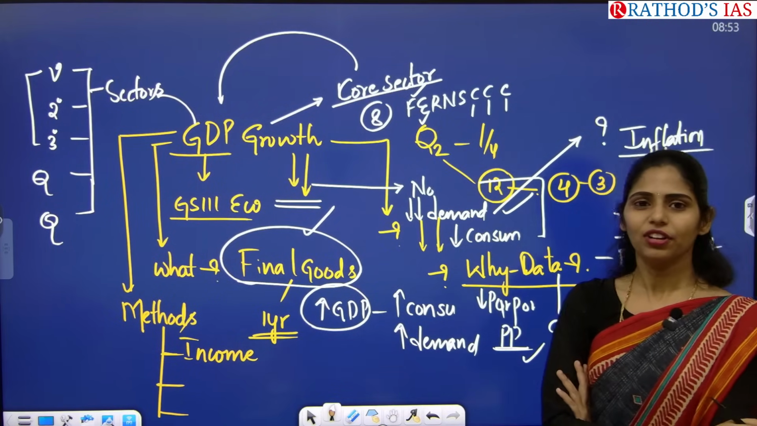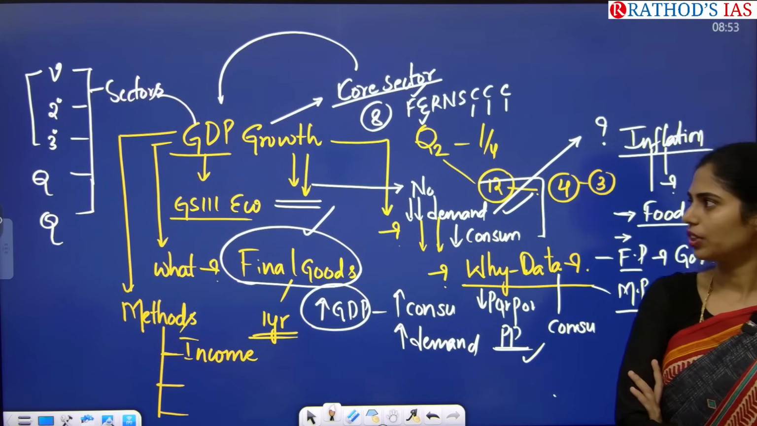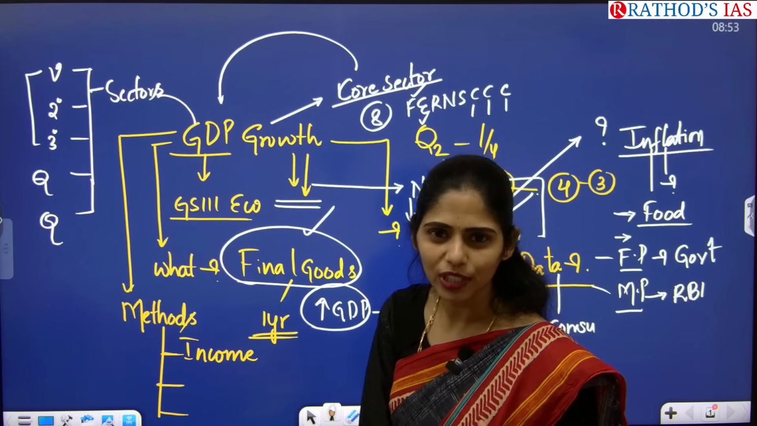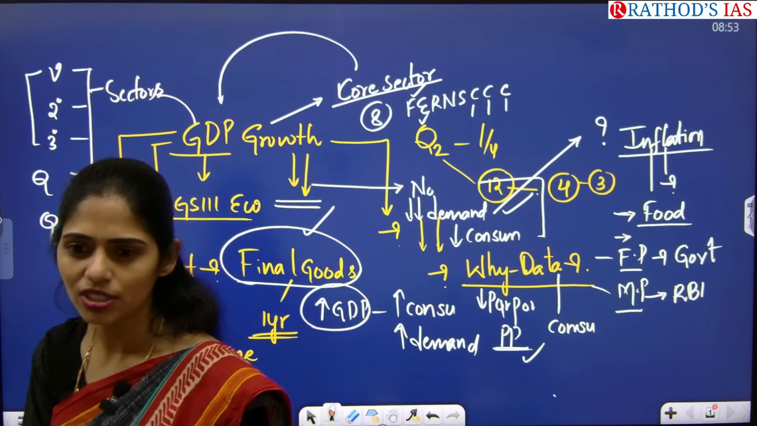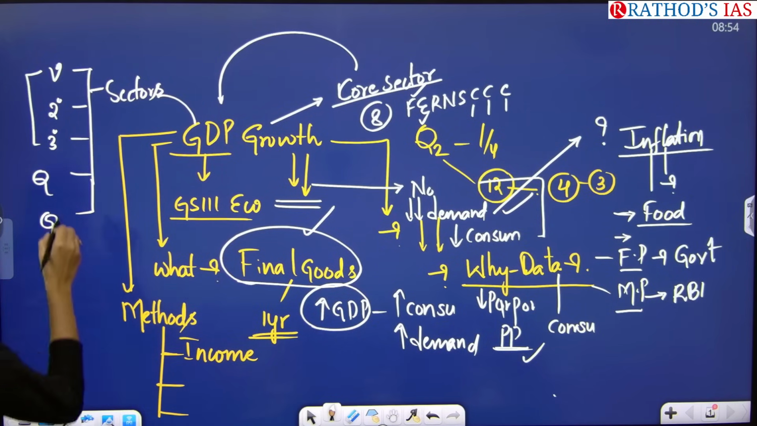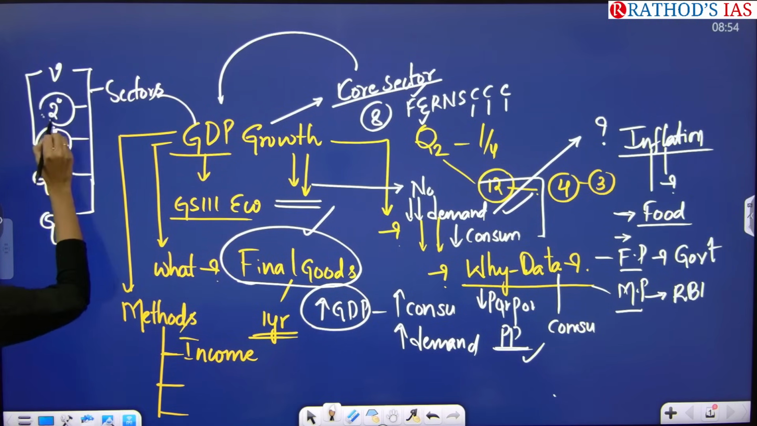And in which sector are we seeing a decrease in growth? In these three: primary, secondary and tertiary. Primary is related to agriculture, secondary is related to industry and tertiary is related to services. So what is India good at? The service sector. So what about the secondary?